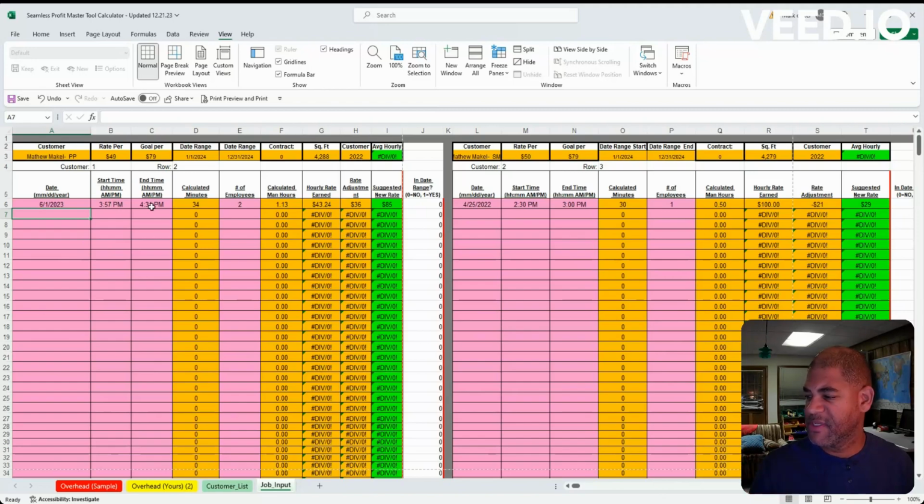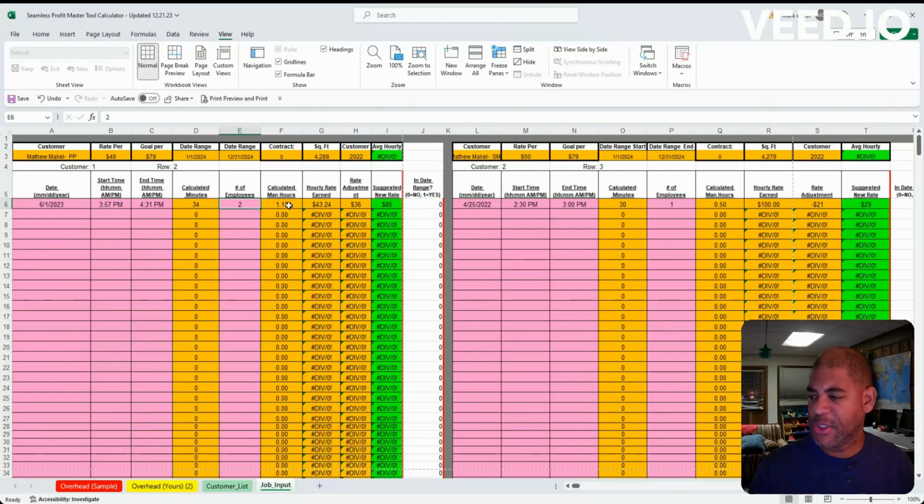But it took us from 3:57 to 4:31, so that's a total of 34 minutes. This is what this calculator is going to calculate, how long it took you, and all you got to do is enter in the number of workers you had with you. So we had 2 workers with us.